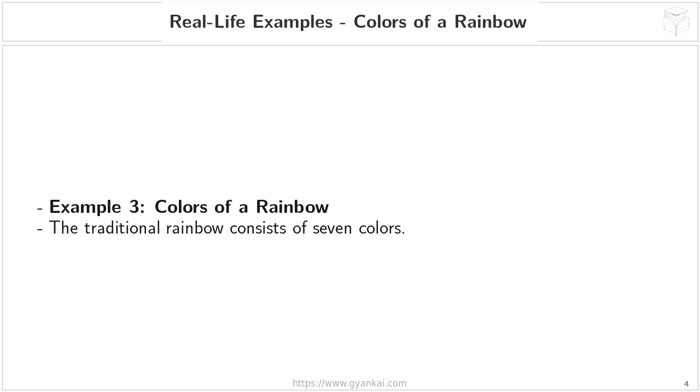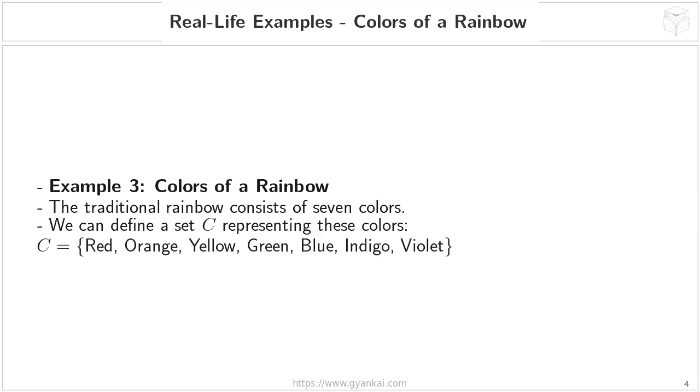Now, most of us are familiar with rainbows, and traditionally, we learn that a rainbow consists of 7 distinct colors. We can represent these colors as a set. We'll call the set C, and it will contain the following elements: red, orange, yellow, green, blue, indigo, and violet. So we write the set as C equals an opening curly bracket, then red, orange, yellow, green, blue, indigo, violet, and then a closing curly bracket. Remember, the order within a set doesn't matter, but we've listed them here in the typical rainbow order.